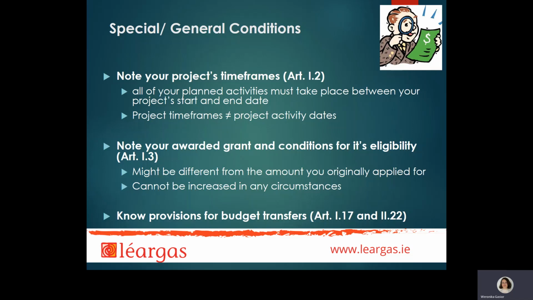Article 1.3 specifies the amount of your awarded grant, which might be slightly different from amount you originally applied for. During the evaluation phase, the national agency assesses your grant request and might introduce some reductions when it feels that some requested costs are ineligible or incorrectly applied. Please note that for KA122 projects, the awarded grant cannot be increased in any circumstances. Article 1.17 and Article 2.22 will provide details on allowable budget transfers which do not require a formal amendment to the grant agreement.